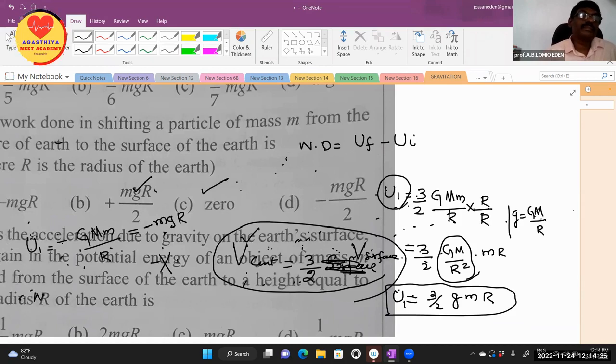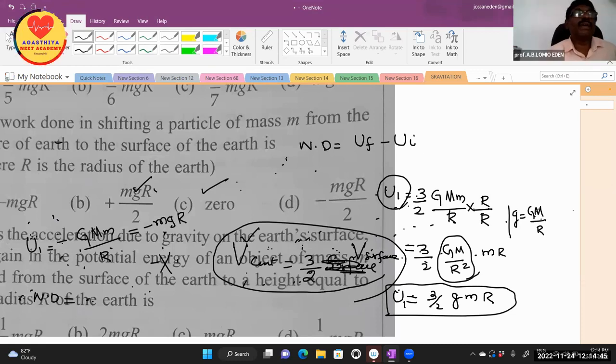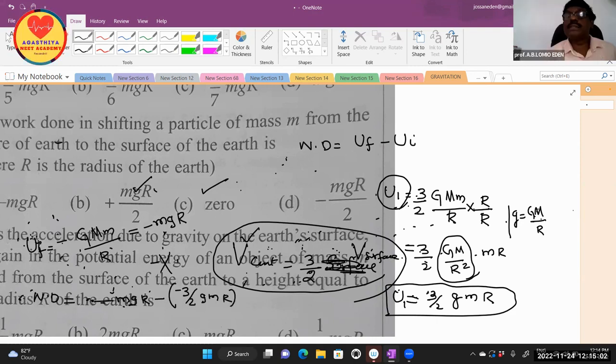Work done. See this one, the final one: minus mgR minus of minus 3/2 mgR. Here put the minus sign here. Students, note this point, minus sign here.